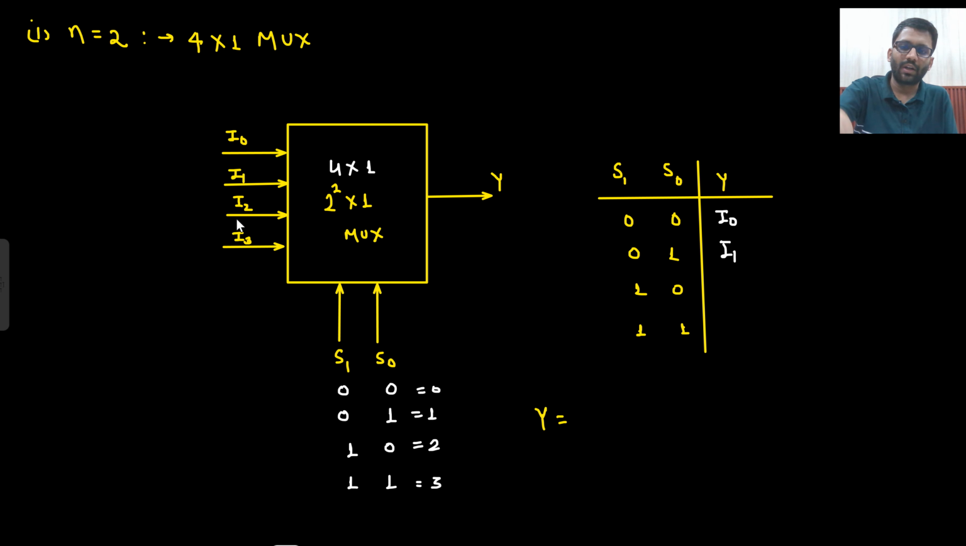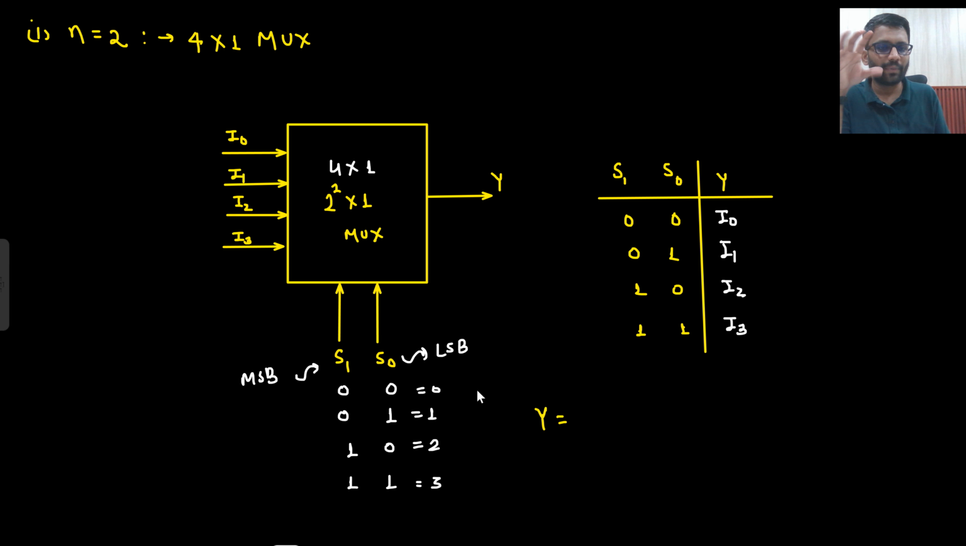Decimal equivalent is 2, so output will be I2. And if decimal equivalent is 3, so output will be I3. Generally, if S1 S0 is written and nothing is mentioned about whether it is MSB or LSB, then S1 will be taken as MSB and S0 will be taken as LSB. They should mention it, but if nothing is mentioned, S1 is MSB and S0 is LSB.